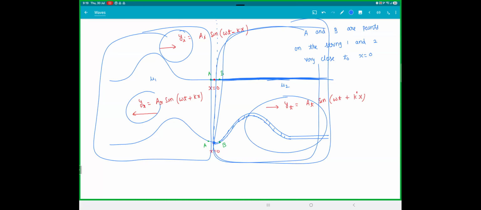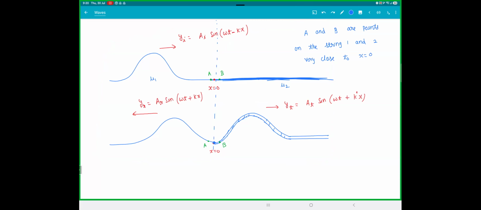Are you getting how to interpret that? Left is one different string, right is a different string. On the left there are two waves, on the right there is only one wave. So anyone who moves on the left-hand side, for example, YA, is because of Y incident plus Y reflected. The resultant of these two waves will move the particle A. Similarly, every particle on the right side, YB, will move because of the transmitted wave.